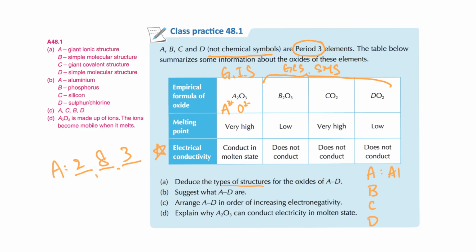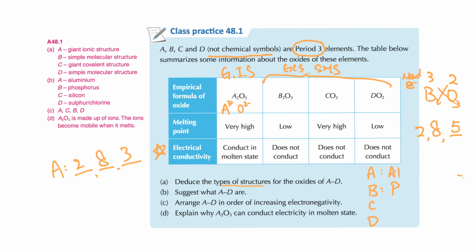B is a covalent compound. B2O3 is a covalent compound. So we will know that O needs 2 electrons, while B needs 3 more, so we cross them over to get B2O3. If B needs 3 more, that means it will be 2, 8, 5, so B should be phosphorus.